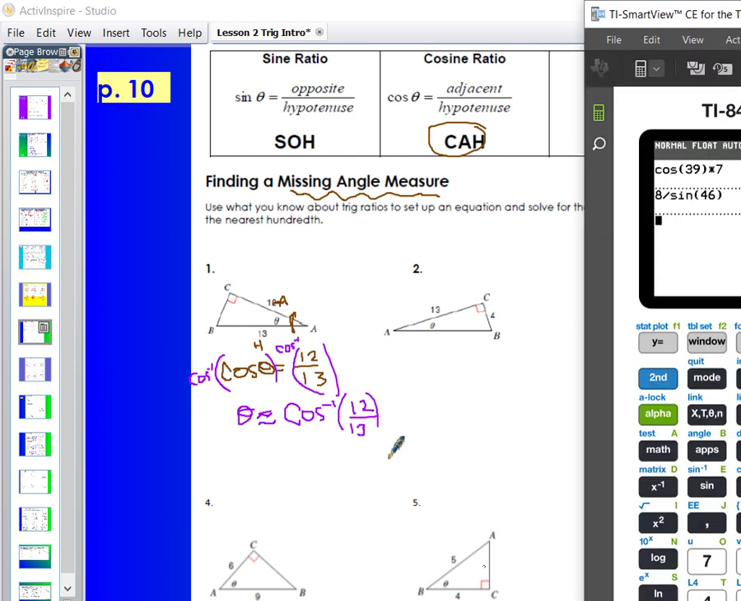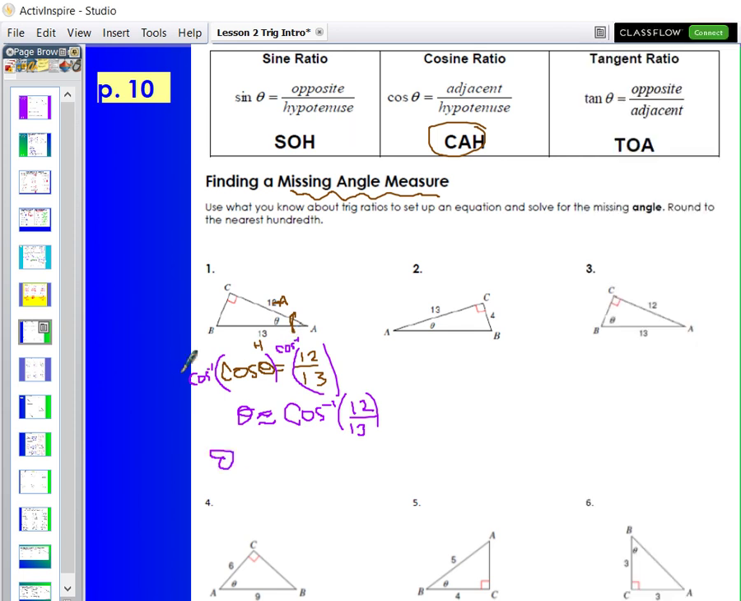Okay, so we're going to go to our calculator, clear that out. Here I have cosine, and here I have inverse cosine. You see my wiggle right here, it's blue, it's right above. So I need to hit my second key and hit inverse cosine of 12 divided by 13. Make sure you're in degree mode, and that will give me the degree measure of that angle. So if I know the ratio, I can find the degree.